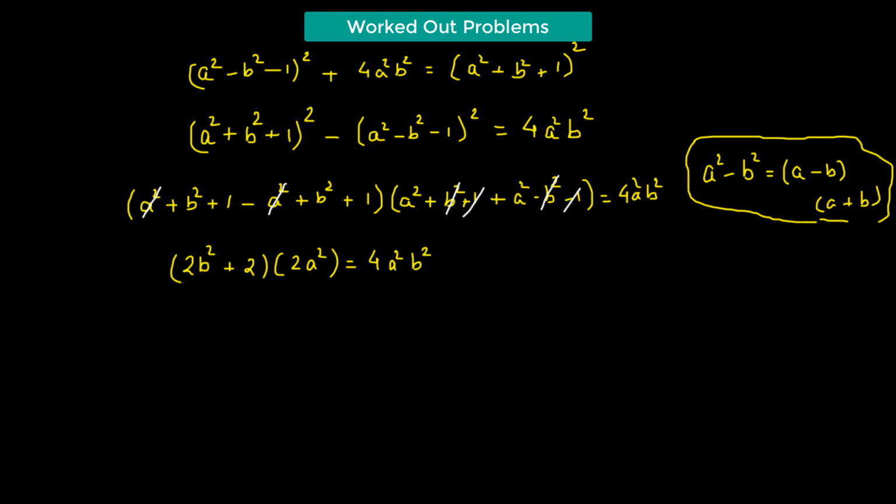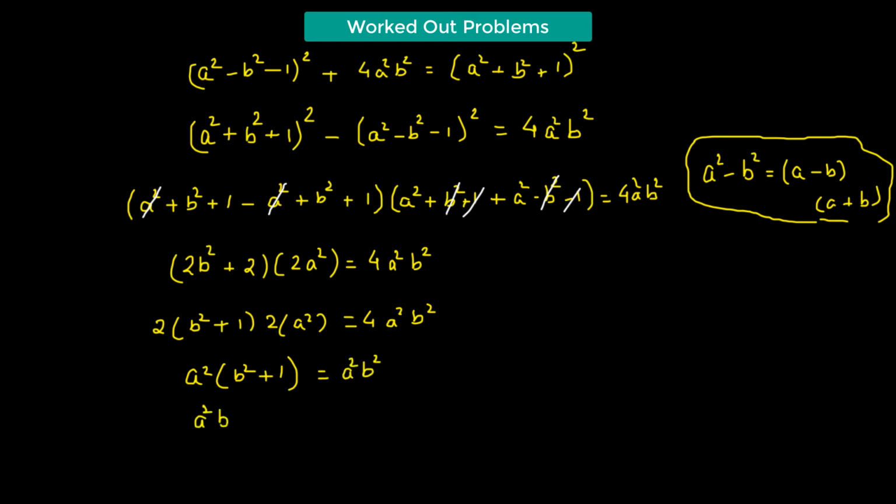So let's take 2 as the common factor, which leaves us with b squared plus 1, and we already have a 2. So we can rewrite this as 2 times a squared, which equals 4a squared b squared. Dividing both sides by 4, we finally have a squared times b squared plus 1 equals a squared times b squared.